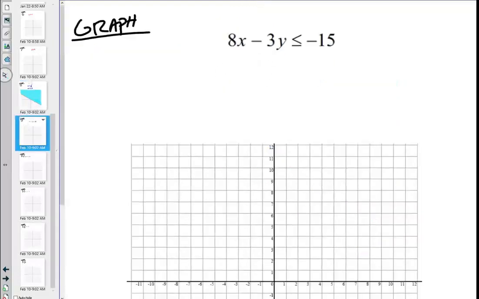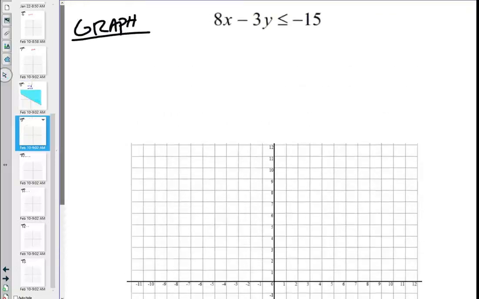Okay, for this one here, I'm going to give you like a 60-second head start. I don't need you to graph it yet. I just want you to solve for y. These are things you should be able to do. Besides this lesson, you have a midterm coming up next Friday.